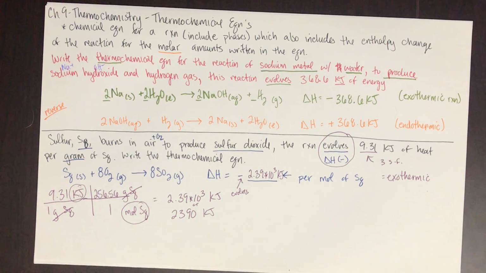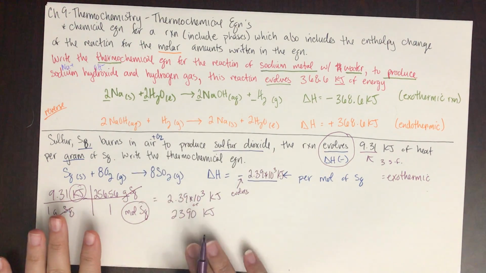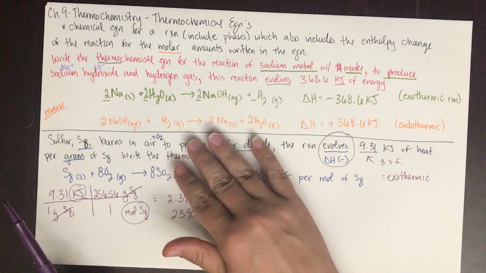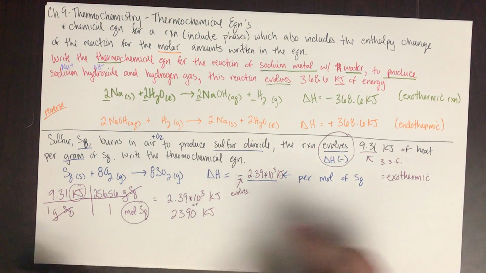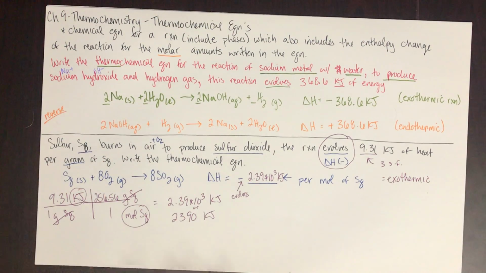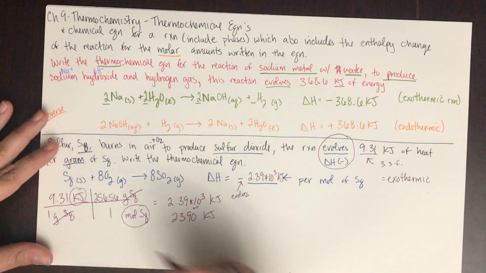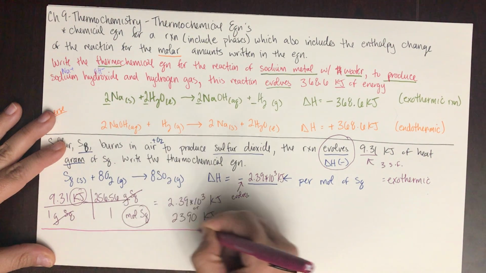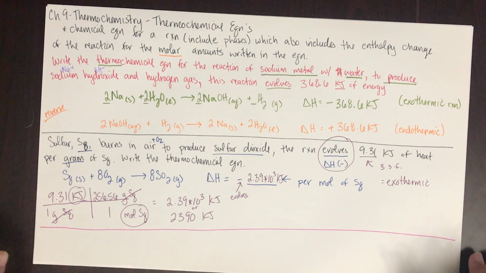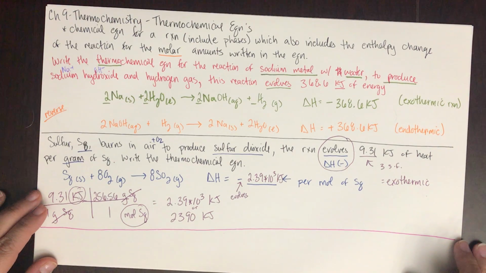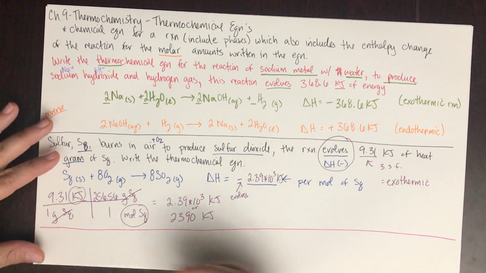Let's look at one more example while we're right here. I said before that you can manipulate this, and whatever you do to the reaction, you also do to the enthalpy change. So let's do one more problem from what we've been working on. Let's say with this same problem, write the thermochemical equation for the dissociation of 1 mole of sulfur dioxide into its elements.